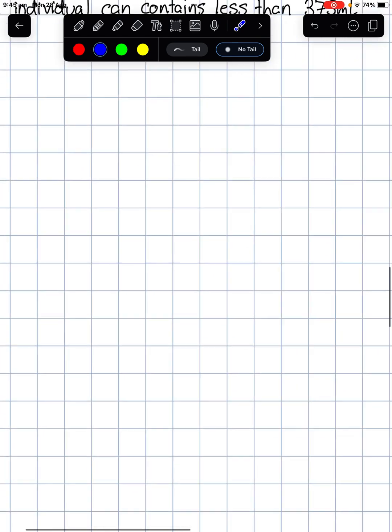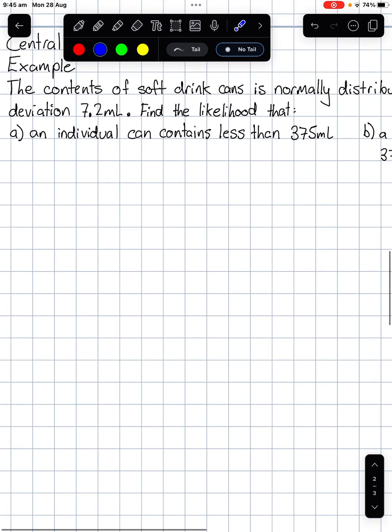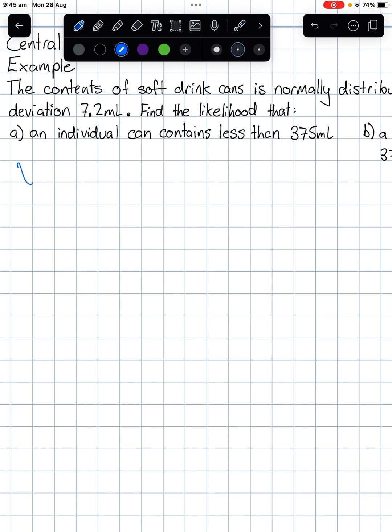So this first one, let me just roll in here. Let's get our pen out. So we've got X is normally distributed and we've got our mean here is 378 mils and our standard deviation is 7.2 mil. And remember, we write this as variance, so it's standard deviation squared. So that's how we stipulate the distribution.